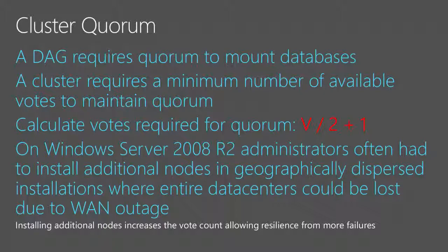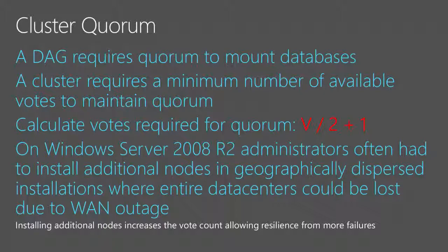Now, a cluster, in order to maintain quorum, has to have a minimum number of votes. And it's a very easy calculation. It's the total number of votes divided by 2, plus 1. And you always want to have a whole number there. There's no fraction of a server or fraction of a vote. There's either a vote or 0 votes. And we'll talk about 0 votes as well.